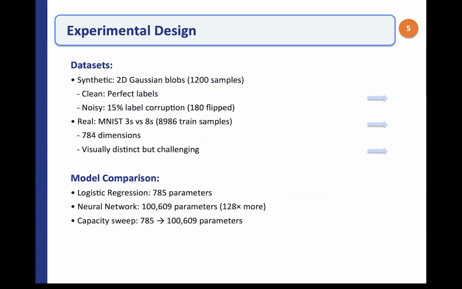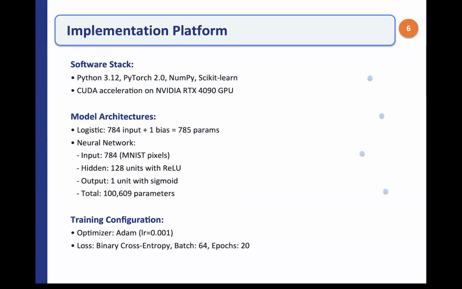I use two kinds of data. First, 2D Gaussian blobs, one clean version and one with 15% labels flipped. Second, a real task, MNIST 3 versus 8, almost 9,000 training samples in 784 dimensions. For models, I compare logistic regression with 785 parameters to a neural net with 100,609 parameters, which is about 128 times larger. Everything is implemented in Python, and I use PyTorch on an RTX 4090 GPU.